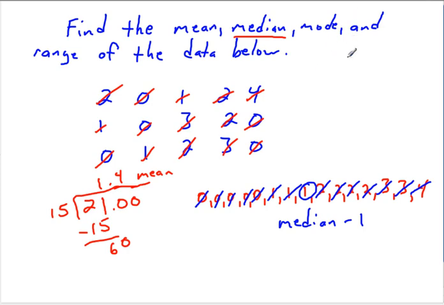For the mode, it's easiest to do this when everything's in order as well. So we had 5 zeros, 3 ones, 4 twos. So the mode is 0. And the range is the highest, 4, minus the lowest, which is 0. So the range in this case is 4.